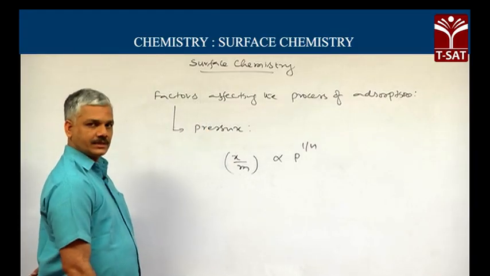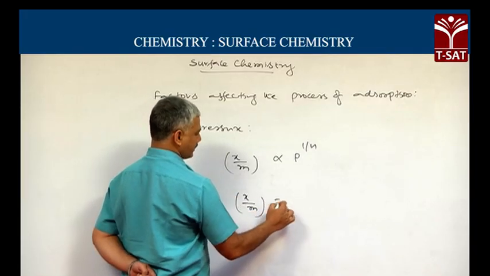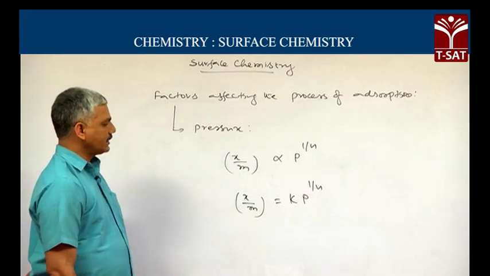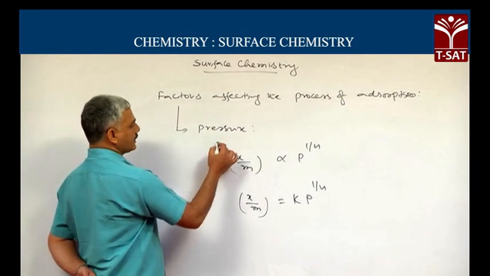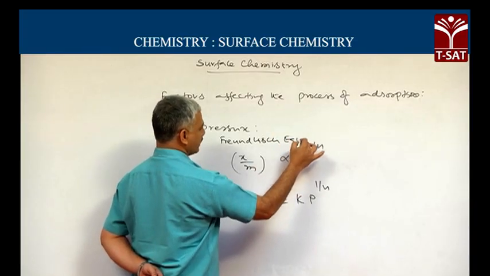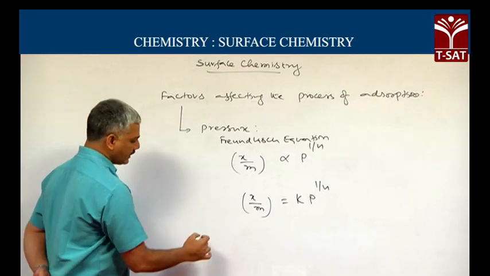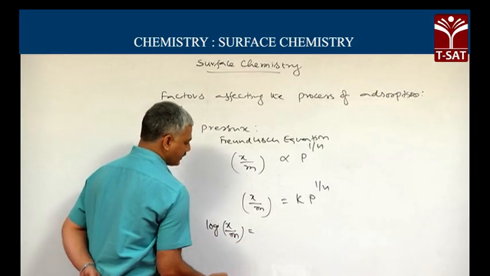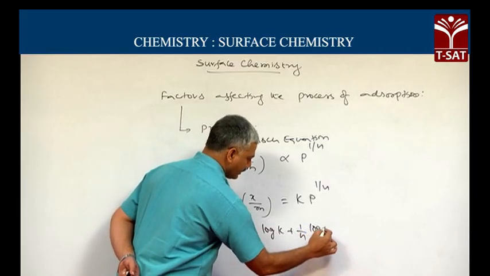When proportionality is replaced with equality, a constant of proportionality comes into the picture. This relation, x by m is equal to k p power 1 by n, is known as the Freundlich equation. Its logarithmic form can be represented as log x by m is equal to log k plus 1 by n log p.